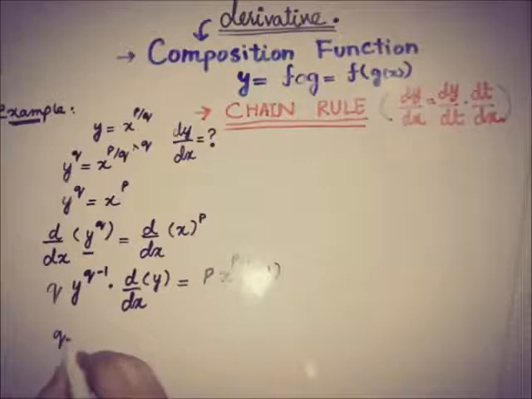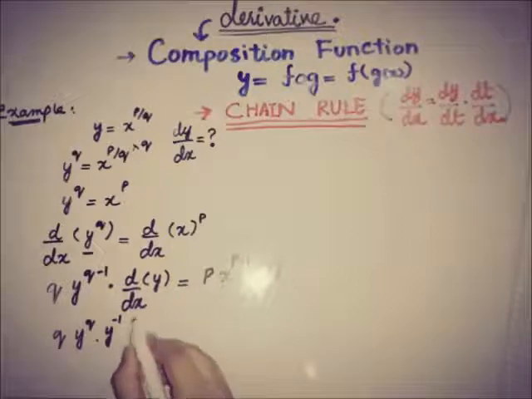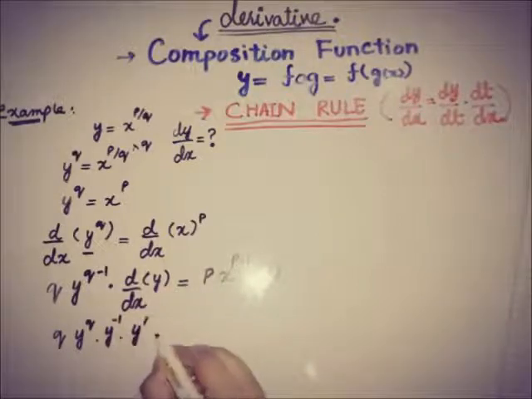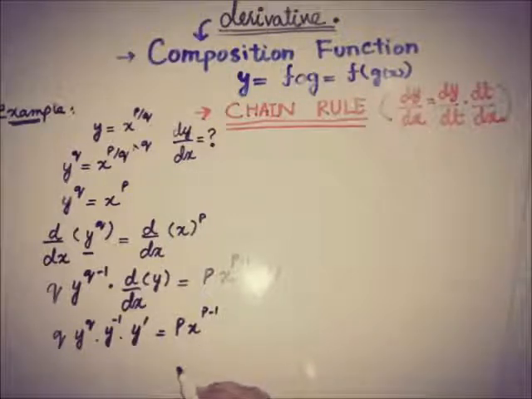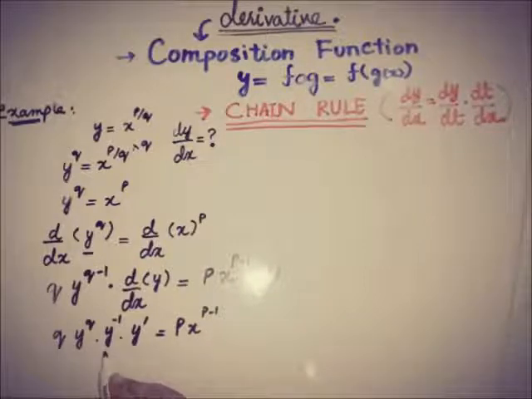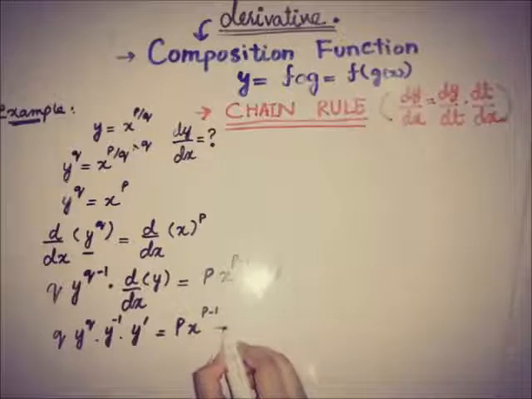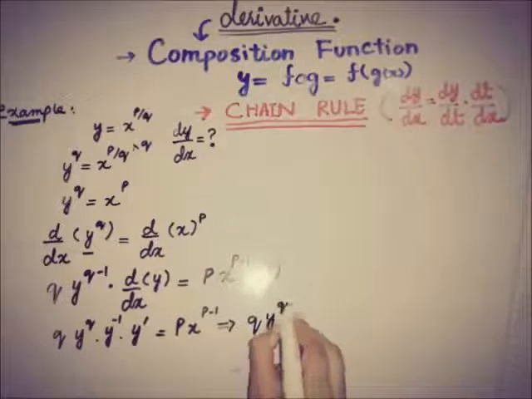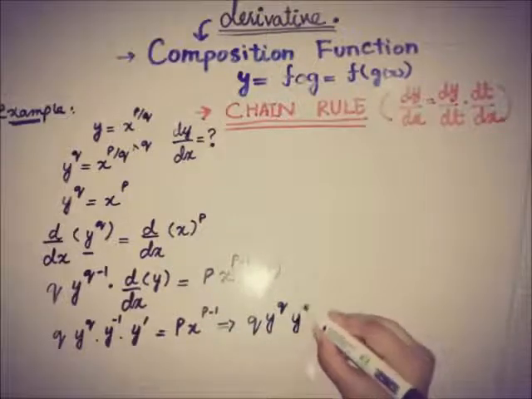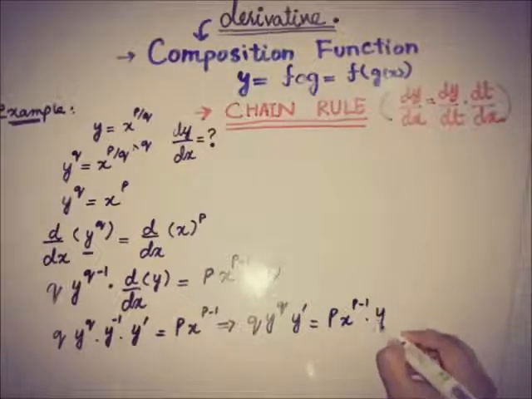So we can write q y to the power q minus 1, and we can write this as y prime is equal to p x to the power p minus 1. So what we have to do is, y to the power minus 1, or y inverse, going to the other side becomes y. So this implies that q y to the power q y prime is equal to p x to the power p minus 1 into y.